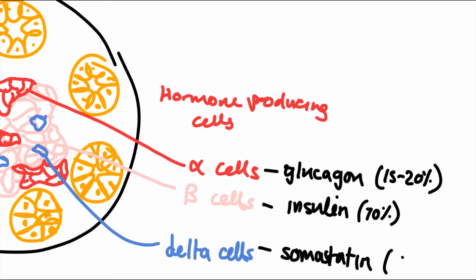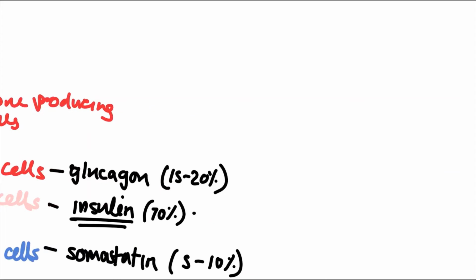So let's look at the function of insulin first. Insulin promotes the storage of absorbed nutrients in the form of glycogen or fat. And so it basically promotes glucose uptake into the liver, the skeletal muscles, and the adipocytes.